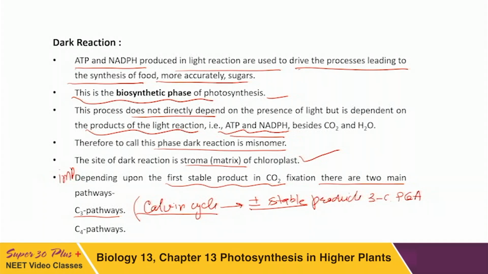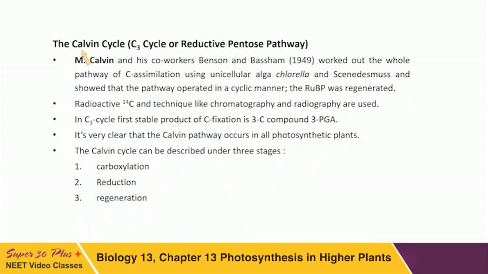On the other side, the C4 pathway, the details of which were traced out by Hatch and Slack, therefore known as the Hatch-Slack cycle. And similarly, the first stable product in this has 4 carbons, and that one is oxaloacetic acid. Is it clear? Now we have to first discuss the Calvin cycle, the C3 cycle, also known as the reductive pentose pathway. Some important points related to this.